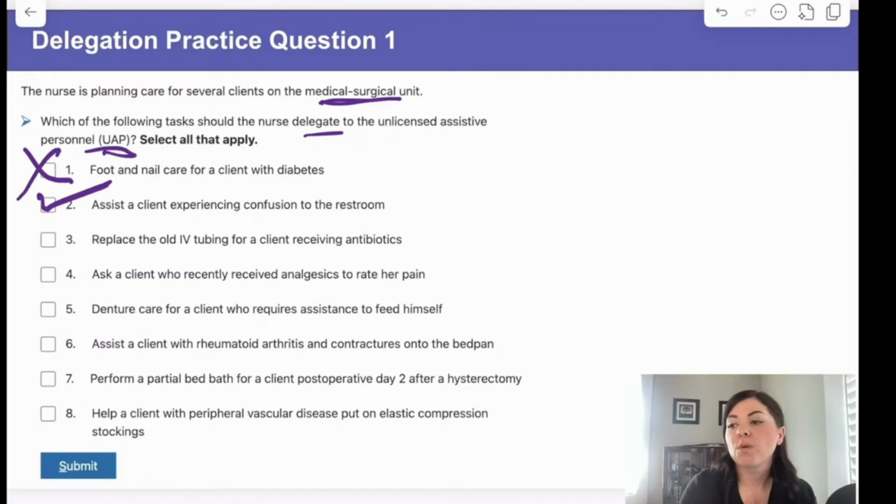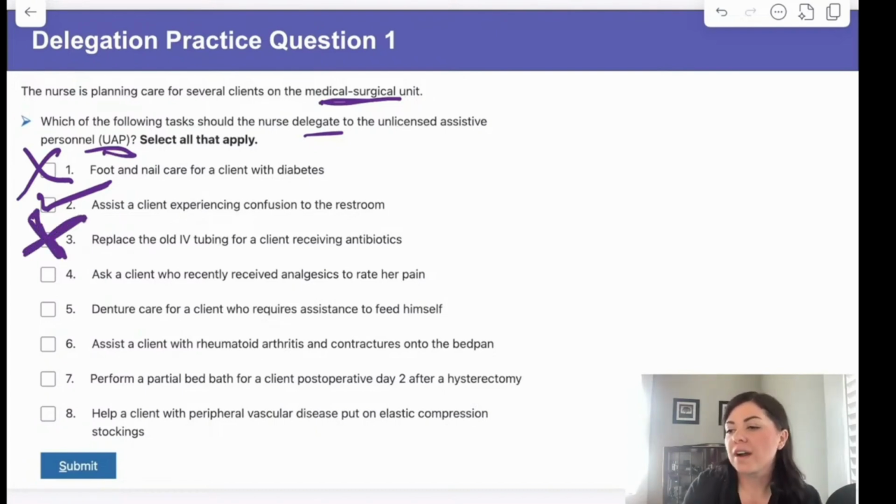So option 3, replace the old IV tubing for a client receiving antibiotics. What do we think about that one? I think that one's a little bit easier, huh? So we know that we must change the IV tubing typically every couple of days because we don't want the client to develop infections or complications related to that. But we know if we look at that UAP scope of practice that they cannot administer any medications. And that task requires a lot of clinical judgment. Remember in nursing school how scared you were probably the first time you were trying to prime tubing? We don't want to give clients air embolisms, and we know that, once again, it has a lot of clinical judgment behind that task. I think we can not delegate that.